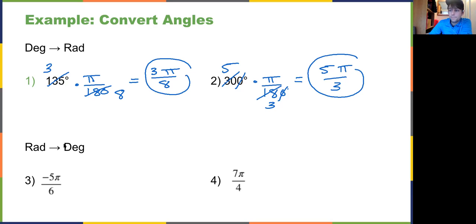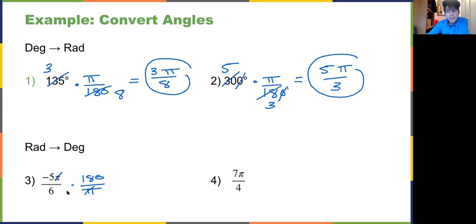All right, now we're gonna go the other way. We're gonna go from radians to degrees. So we're gonna be taking the pi away. So we're gonna be multiplying by 180 over pi. Okay, so that cancels the pi's out. That's what I mean by taking the pi away.